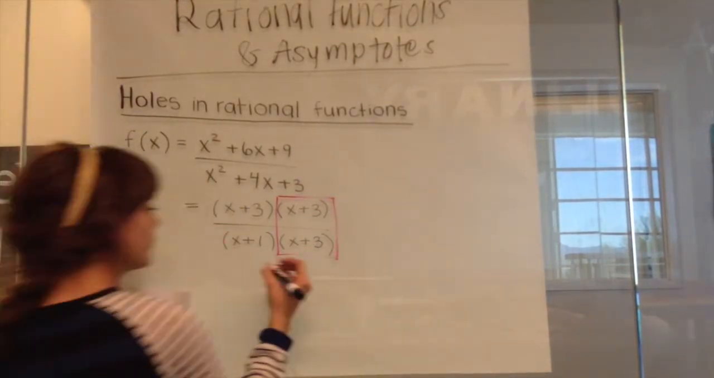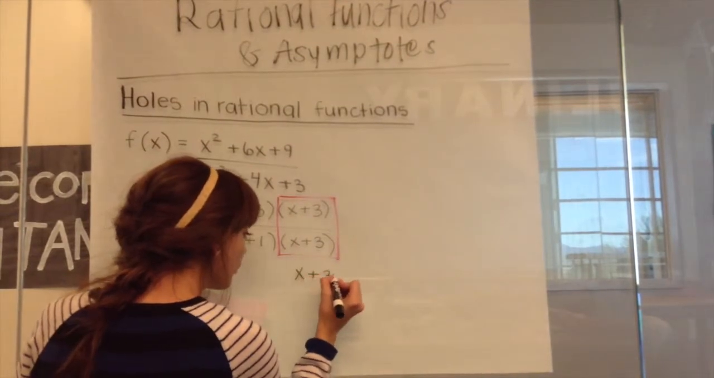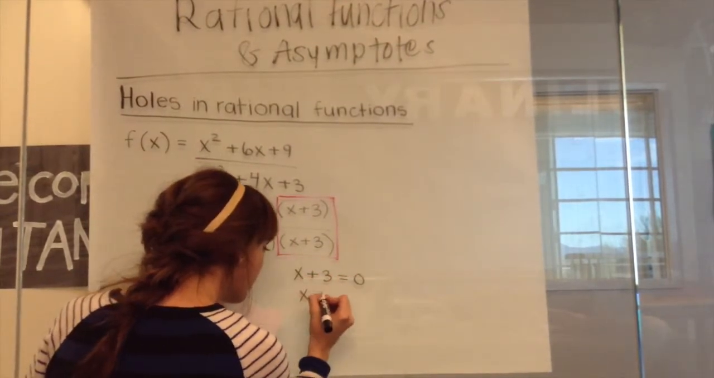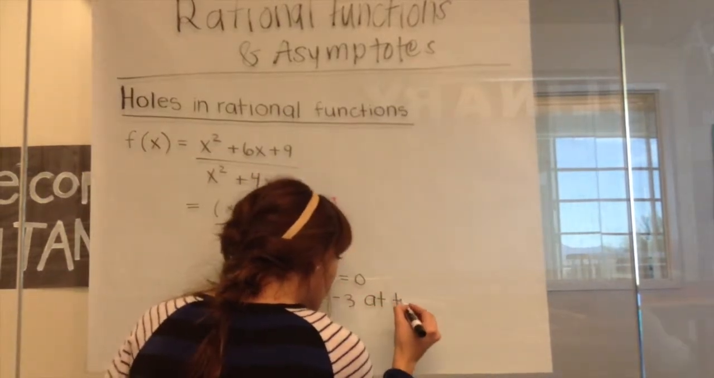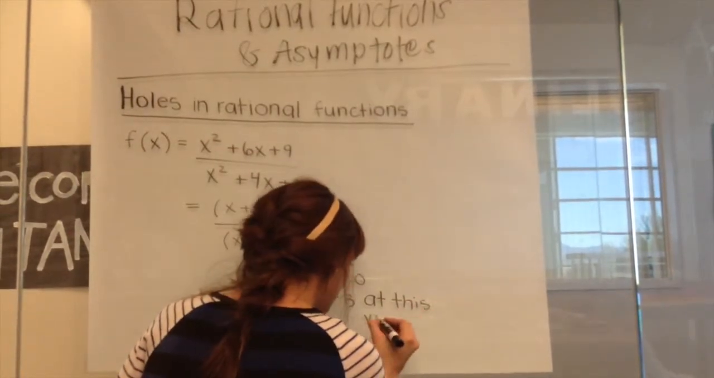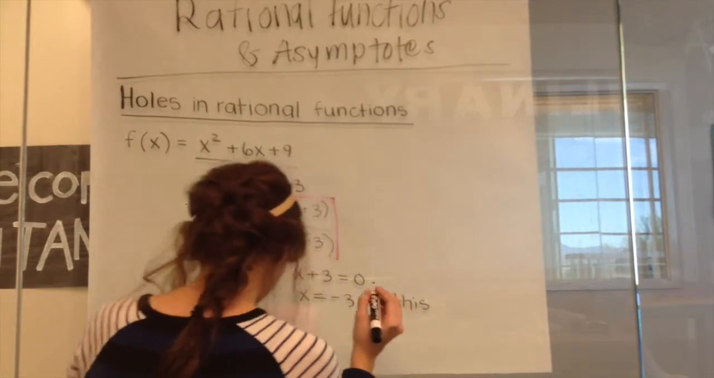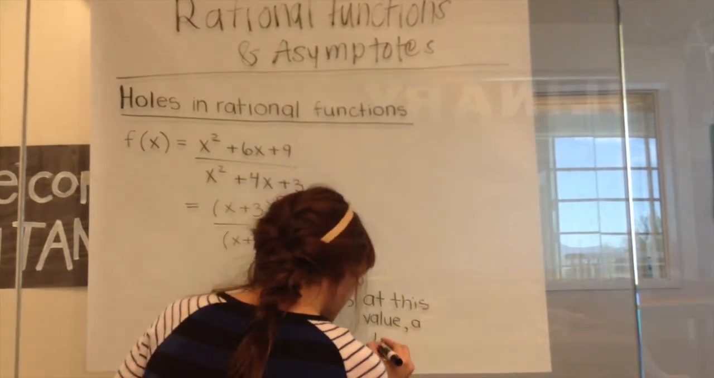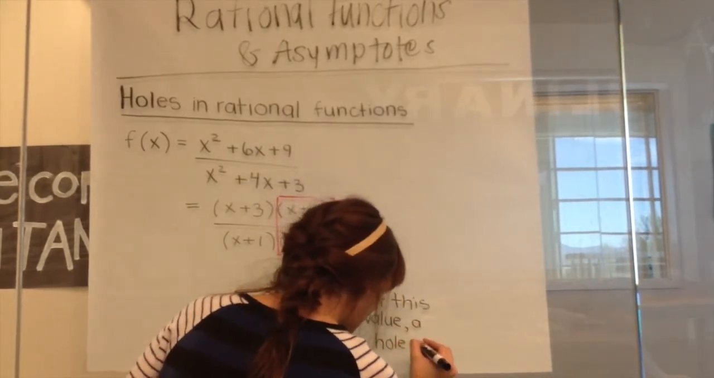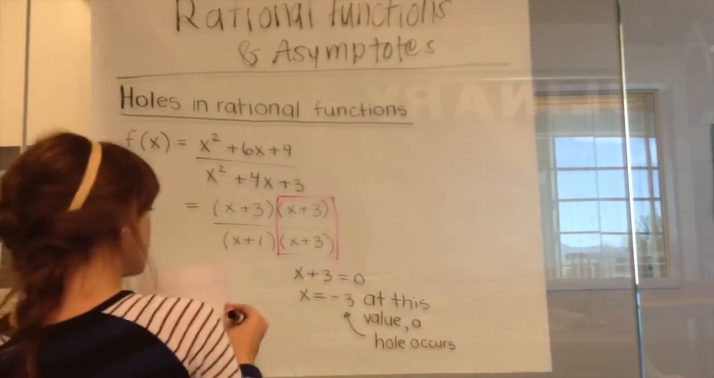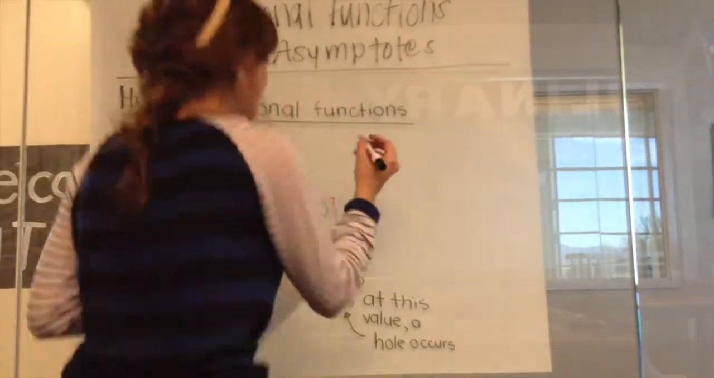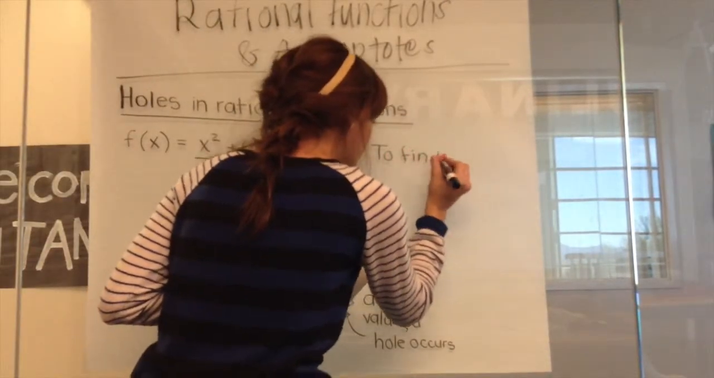So what we do is, if you look at the factor, you have to set it equal to 0. In this case, once you solve, you get x equals negative 3. And note that at this value, a hole occurs. Okay, once you find this, now you need to find the corresponding y-coordinate of the hole in the graph.